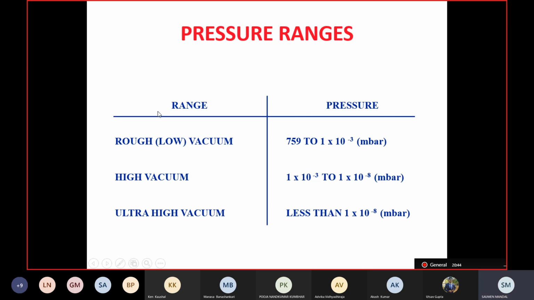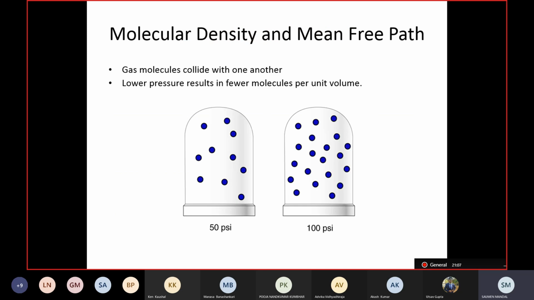Then there is the ultra high vacuum range, less than 10 to the minus 8. That is sometimes required, for example for XPS and UPS, which are high-end analysis techniques: X-ray photoemission spectroscopy and ultraviolet photoemission spectroscopy. For this kind of study, ultra high vacuum is required to understand the surface behavior.